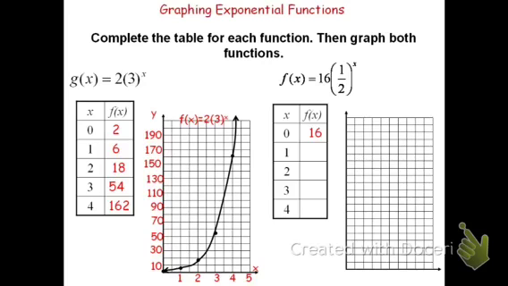In this case, the constant factor is 1/2, so to find each number after that, we're going to multiply the previous term by half. So 16 times half, or half of 16 is 8, half of 8 is 4, half of 4 is 2, and half of 2 is 1. Again, I could do these by substitution. For instance, if I was going to find what f of 2 is, I would go 16 times half raised to the 2 power. Well, half squared would be 1 squared over 2 squared, which is 1/4. 16 times 1/4 is 4.